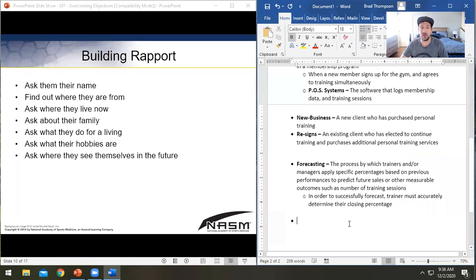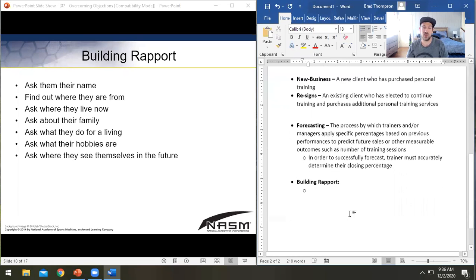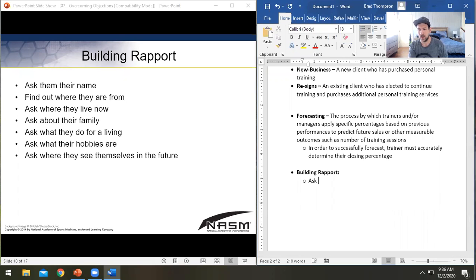So let's talk a little bit about how to build rapport. We've talked about rapport. It's this idea that someone trusts you, right? So again, if we're talking about how to build rapport, some of the best things you can do: always ask for their name. Ask for their name and use it.